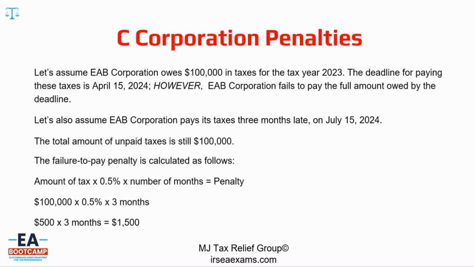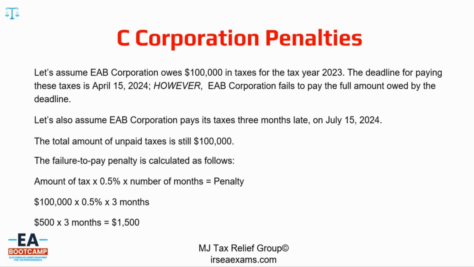Let's look at an example. Let's assume EAB Corporation owes $100,000 in taxes for tax year 2023. The deadline for paying these taxes is April 15th, 2024. However, EAB Corporation failed to pay the full amount owed by the deadline. Okay? Let's also assume that EAB Corporation pays its taxes 3 months late on July 15th, 2024. The total amount of unpaid taxes is still $100,000.